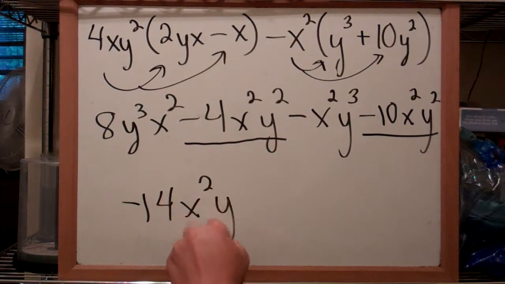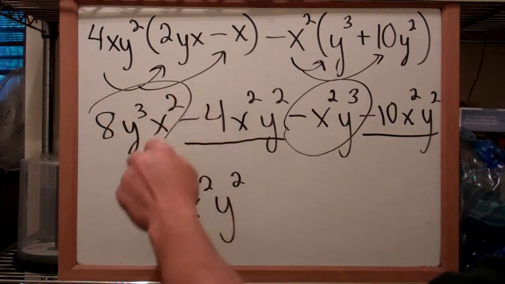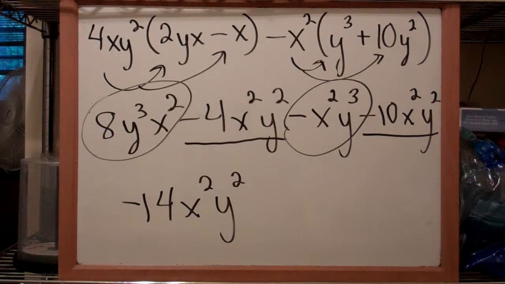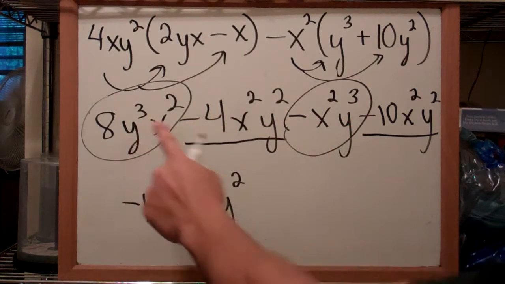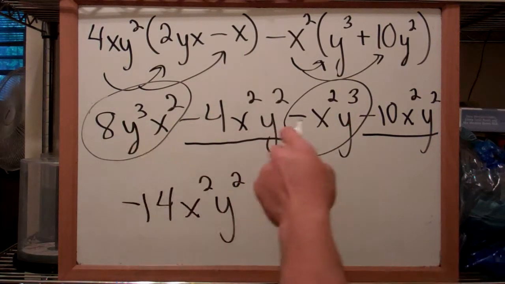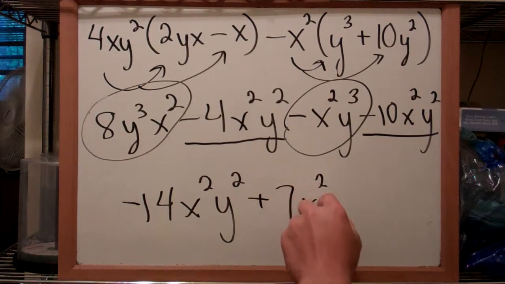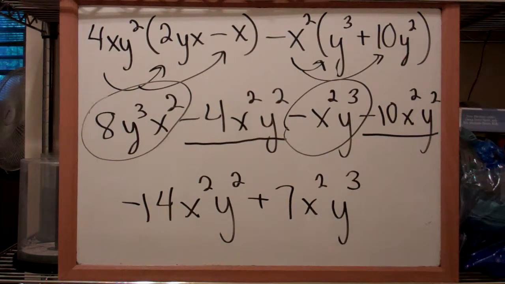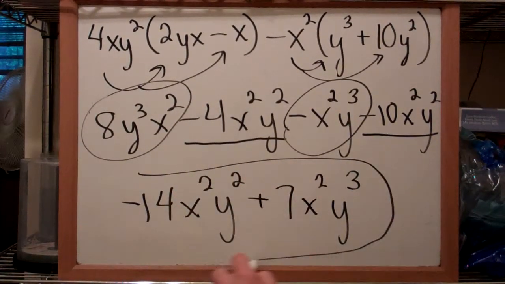Combining those, you'll get -14x squared y squared. Then we see that this term and this term are like terms because the x is squared and then the y is cubed. So 8 minus 1 is going to be 7x squared y cubed. And that would be our simplified expression here. This would be our answer.